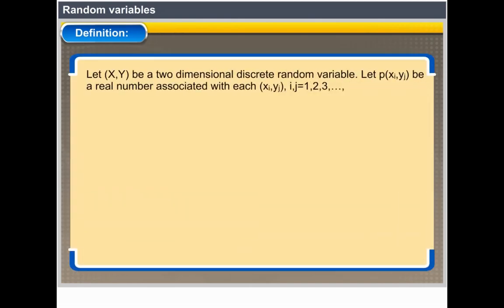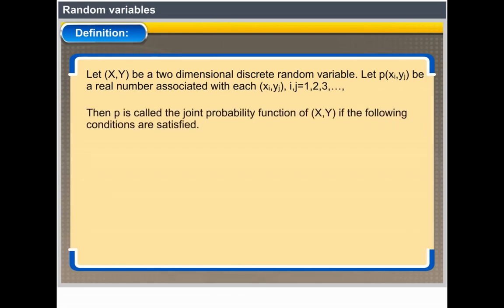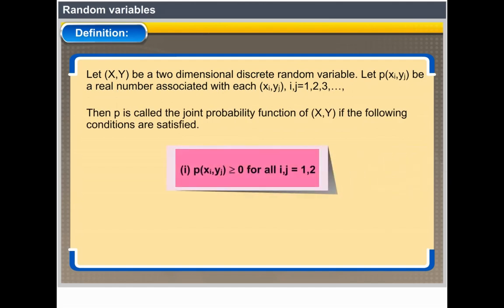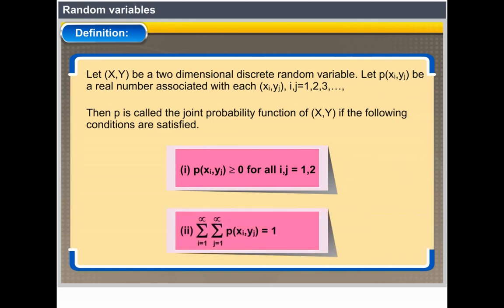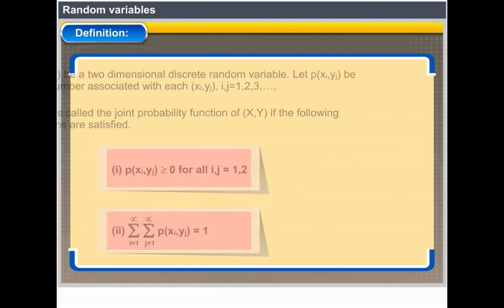Definition. Let (X, Y) be a two-dimensional discrete random variable. Let p(xi, yj) be a real number associated with each (xi, yj), where i, j = 1, 2, 3, etc. Then p is called the joint probability function of (X, Y) if the following conditions are satisfied. Subdivision 1: p(xi, yj) ≥ 0 for all i, j = 1, 2, and so on. Subdivision 2: summation i = 1 to infinity, summation j = 1 to infinity, p(xi, yj) = 1.